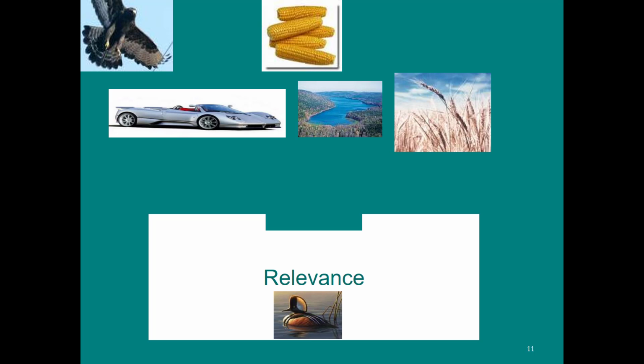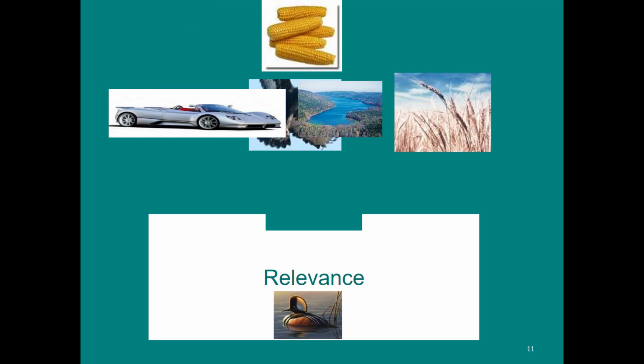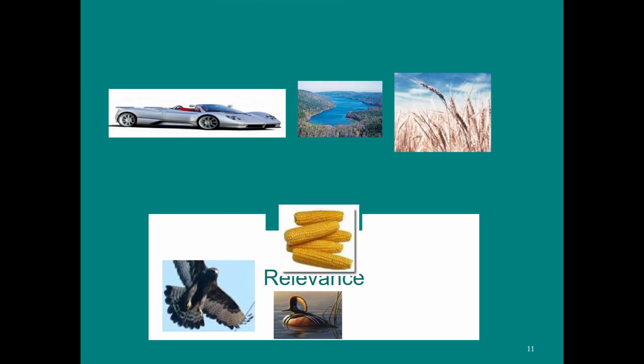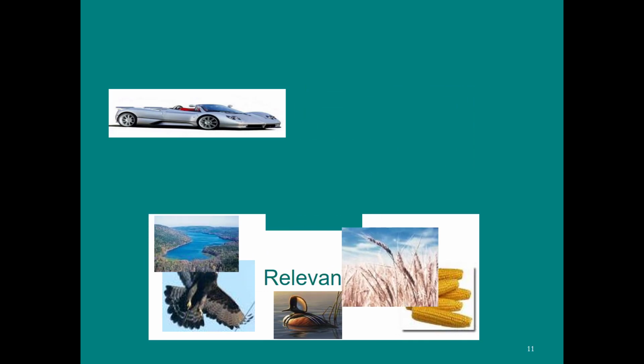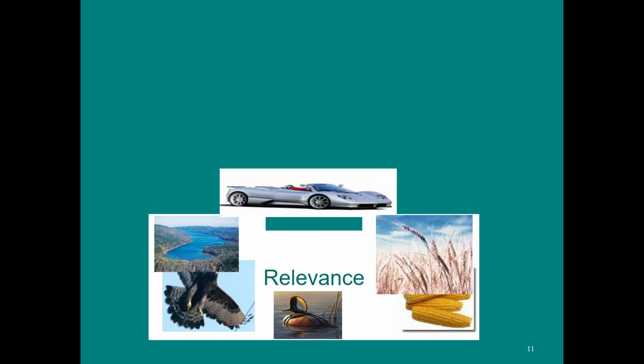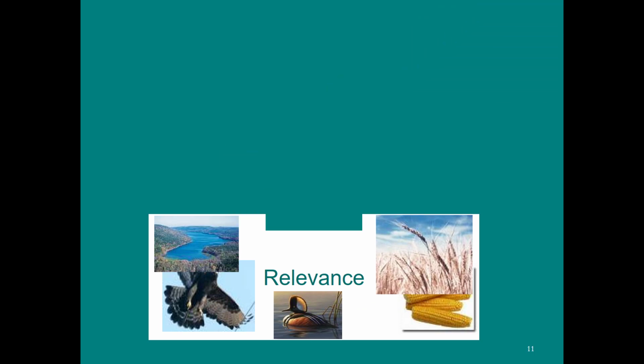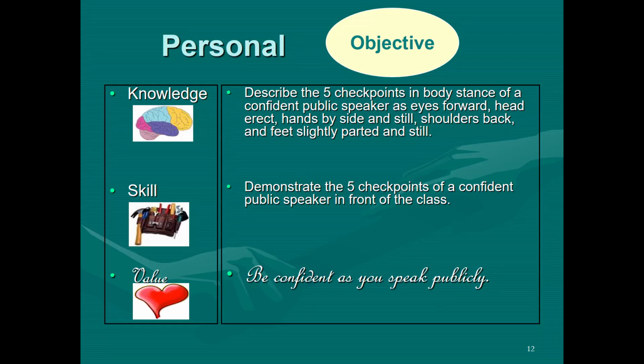You want to make sure your objectives are relevant to the student. They have to understand what it has to do with them, or they're less likely to learn. A duck doesn't care about a Corvette, so it's not going to be very receptive to information about a Corvette. So just make sure the students understand why they're learning what they're learning.